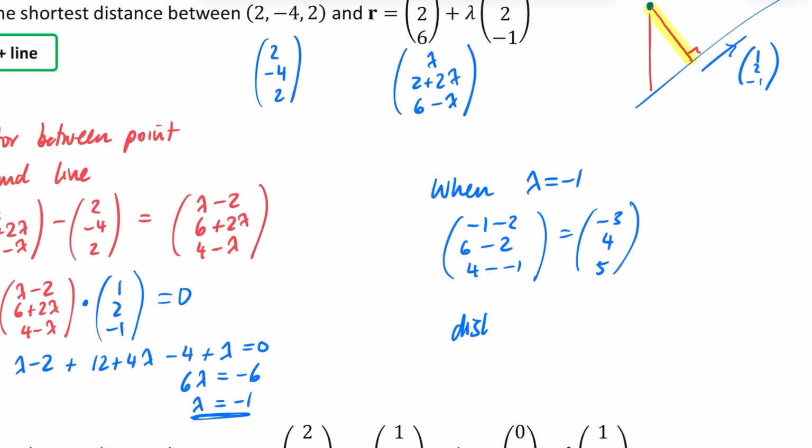So the shortest distance is going to be Pythagoras to that. My 3 squared, my 4 squared, and my 5 squared. 9, 16, and 25 is 50, so it's root 50, or 5 root 2.